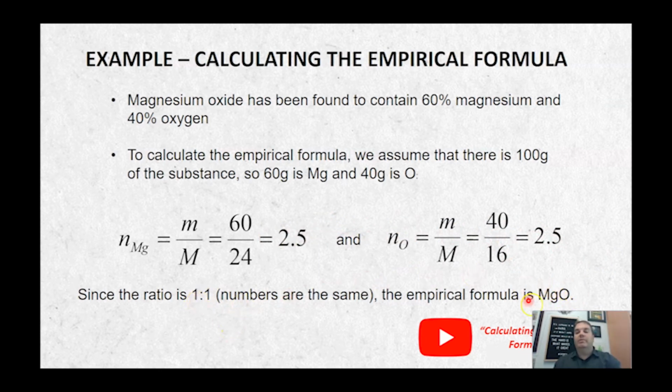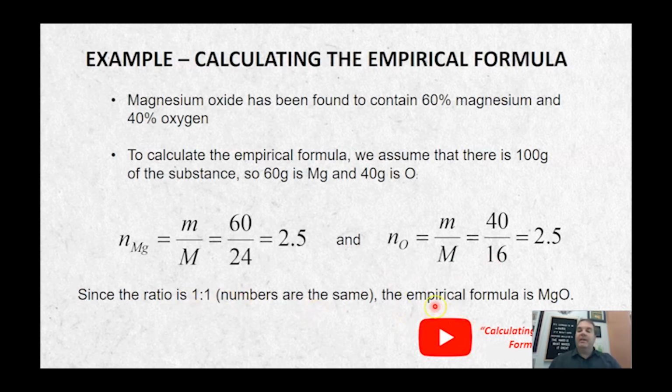So the empirical formula is MgO. The ratio of magnesium to oxygen is 1-to-1. The reason it's not 50% magnesium, 50% oxygen is because magnesium and oxygen have different masses. Magnesium's heavier. Magnesium weighs 24 grams per mole, whereas oxygen is only 16 grams per mole. So we have 50% more magnesium in there by mass, but the actual ratio is 1-to-1.